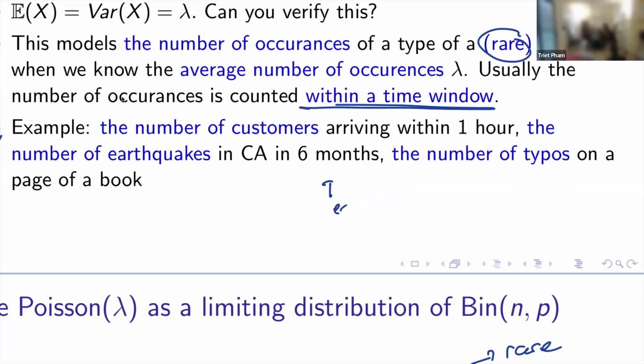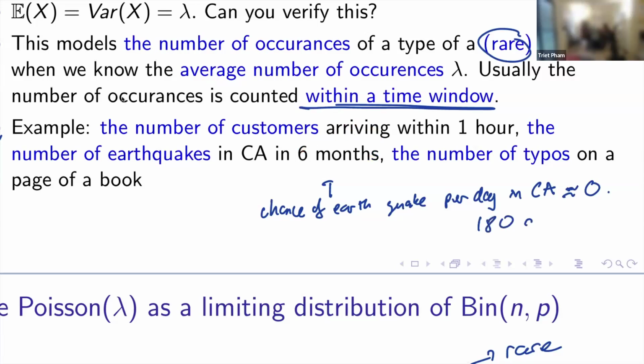The earthquake per day in California, and you just look at the chance of it. The chance of an earthquake per day in California is very rare. It's close to zero. Okay, let's say. And then you look at over the range of 6 months, which is how many days? Well, it's only 180 days. Not that many. But you can see that's kind of enlarged, P small.